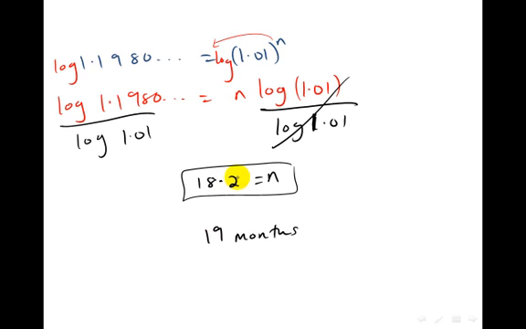So always don't forget, if you get a decimal number for time, go to the next time, because I'm asking you when it will exceed.